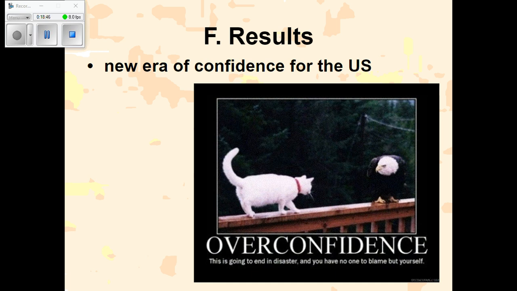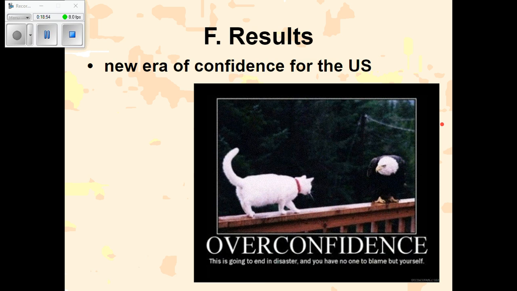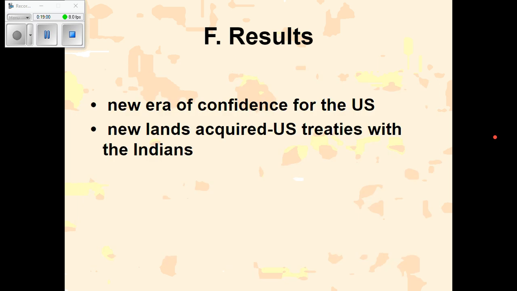So we do have a little bit of overconfidence here, maybe like this cat, this eagle here. Probably not going to end well for the cat, we'll say. And here's another cat. What is it about cats? All cocky things. But we are able to get these new lands because of it. You could say we acquired them.